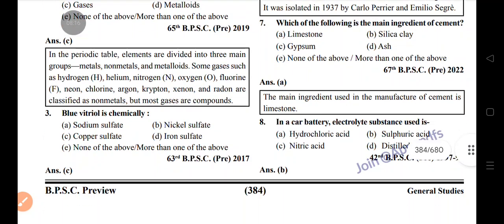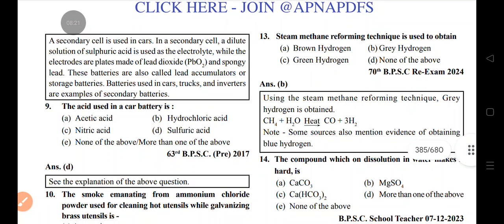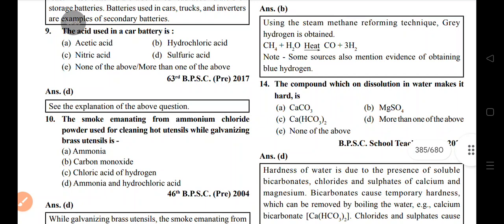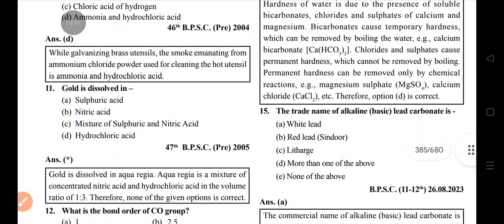In a car battery, the electrolyte substance used is sulfuric acid. The acid used in a car battery is sulfuric acid. The smoke emanating from ammonium chloride powder used for cleaning hot utensils while galvanizing brass utensils is hydrochloric acid and ammonia. Gold is dissolved in aqua regia.